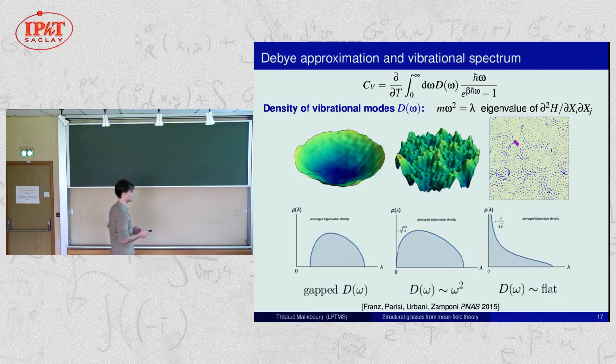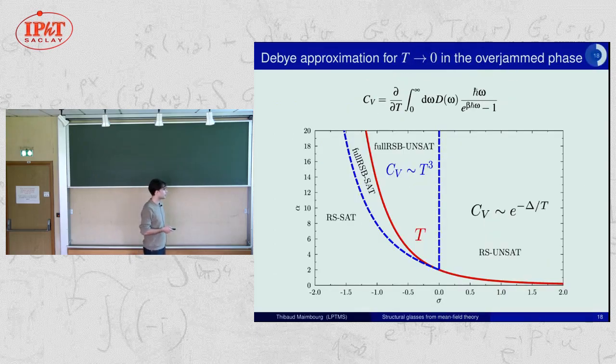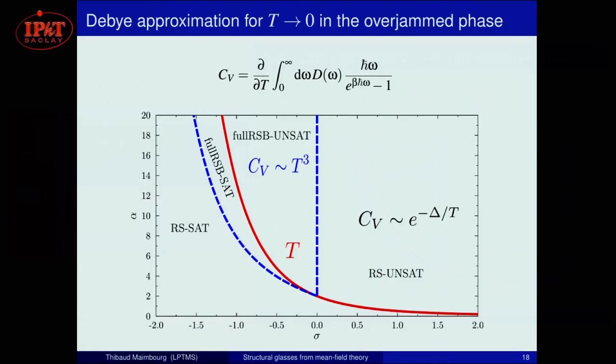And so this is a special point where you have many soft modes. As a result, the density of states is much higher, it's completely flat. All right, so you see from this Debye expression that once you have this vibrational density of states, then you can compute the specific heat, and here we consider above the jamming line.